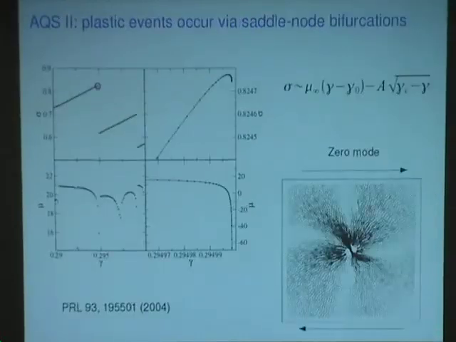Another thing we learned from AQS simulation is that if you zoom in on the onset of an event, you see the stress shows a normal form which has a square root singularity. And this is just controlled by a saddle-node bifurcation because one soft mode is going to zero. So what happens is that you have one local region which becomes soft and then triggers a whole avalanche.